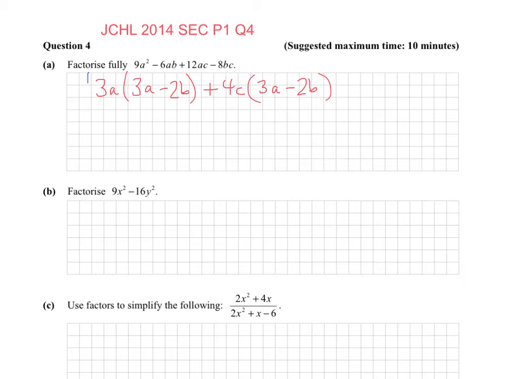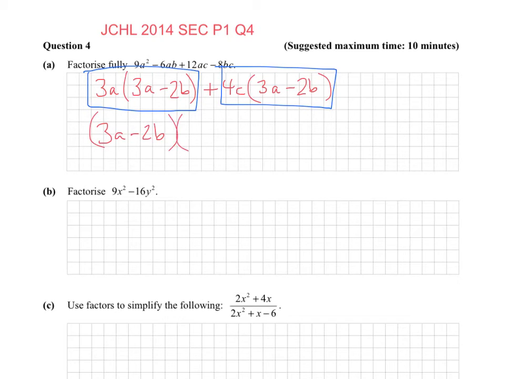So I'm looking at these two terms here, and both have a factor of 3a minus 2b. So I can say to myself, right, 3a minus 2b is a common factor. I bring that outside, and inside brackets I write whatever they are multiplied by. In this case it's 3a plus 4c. And that expression has been fully factorized.